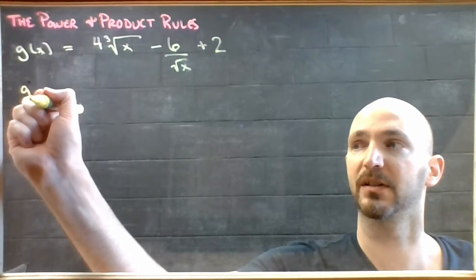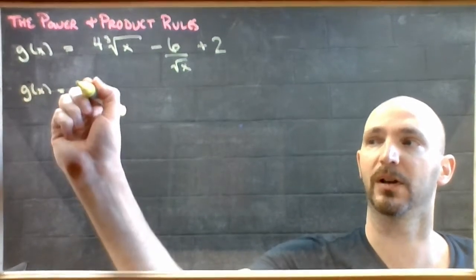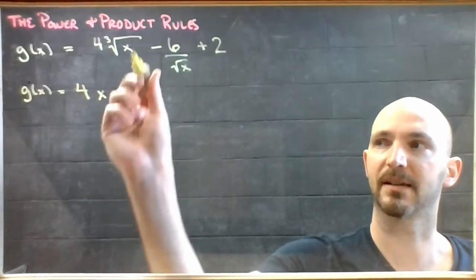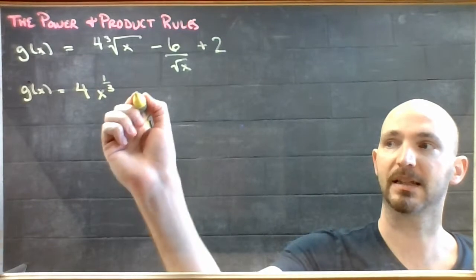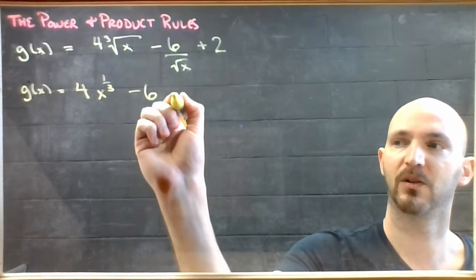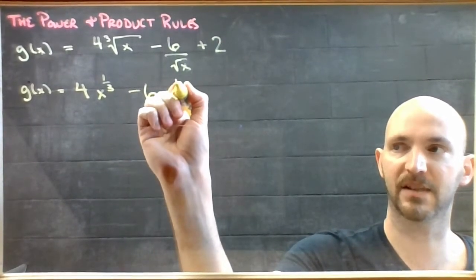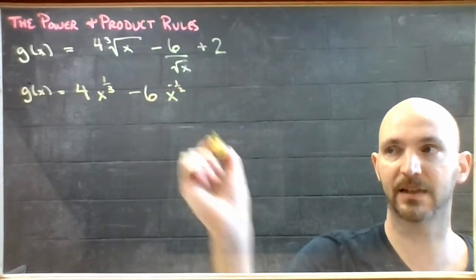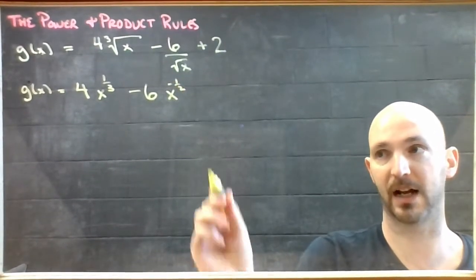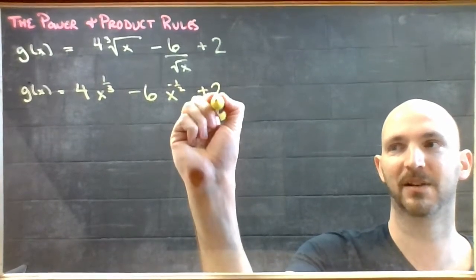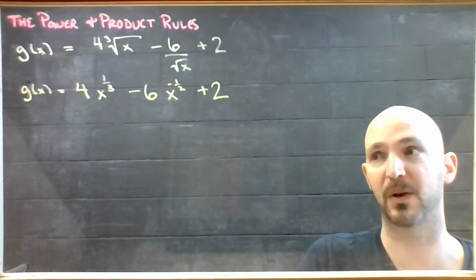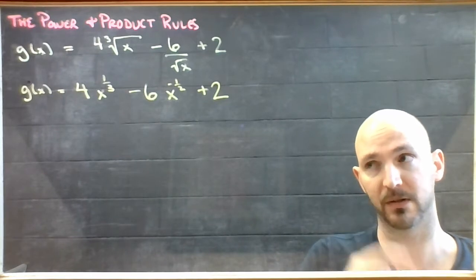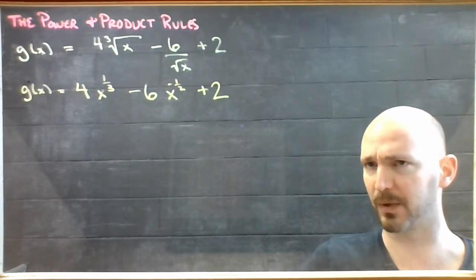So this function is really a 4 x, and a cube root is to the 1/3. This is a -6 with an x in a square root in the denominator. It's x to the -1/2. And this is a sad, lonely, defenseless 2, which is about to get mangled up by our differential operator. So shed a tear for the 2, and then be rid of it.